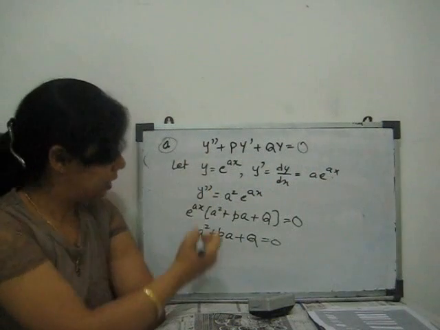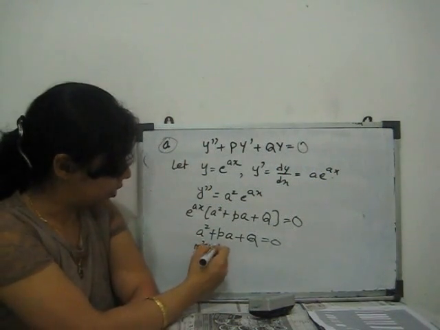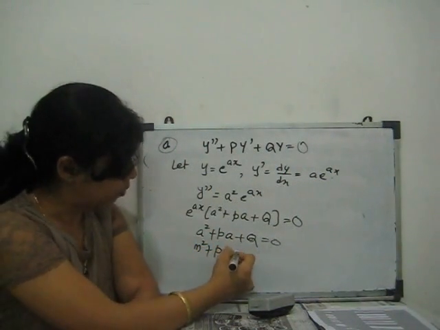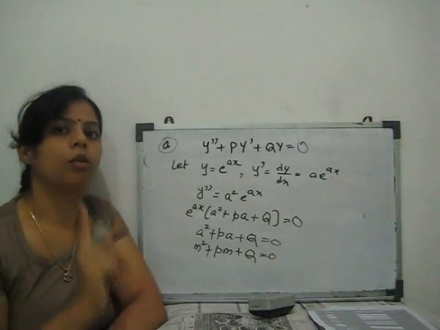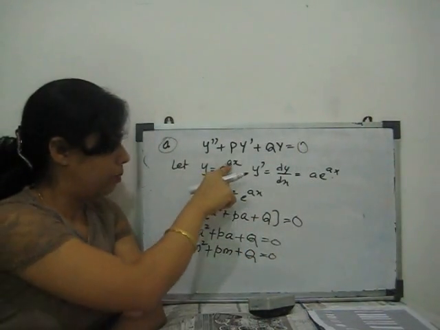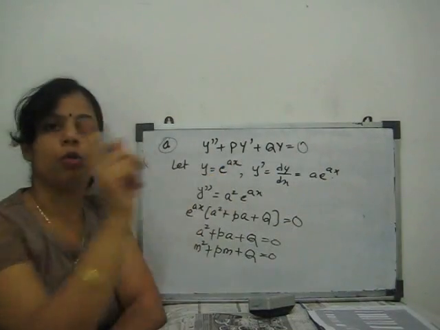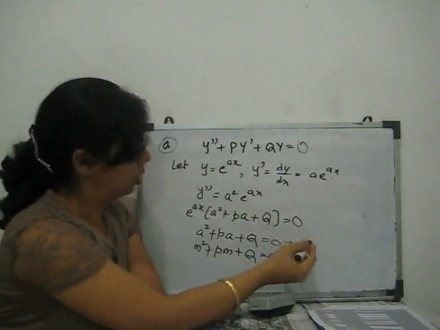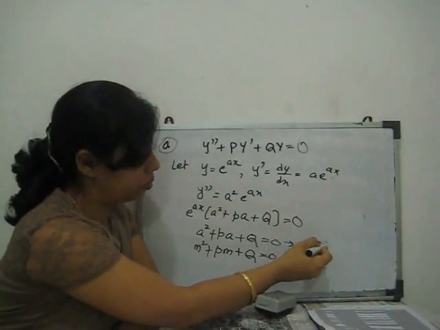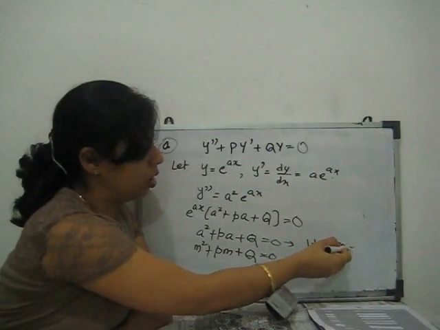In some books you can see a replaced with m, then our standard equation is m square plus pm plus q equal to 0. If we put m equal to 1, or we can say a equal to 1, then our equation is 1 plus p plus q equal to 0.